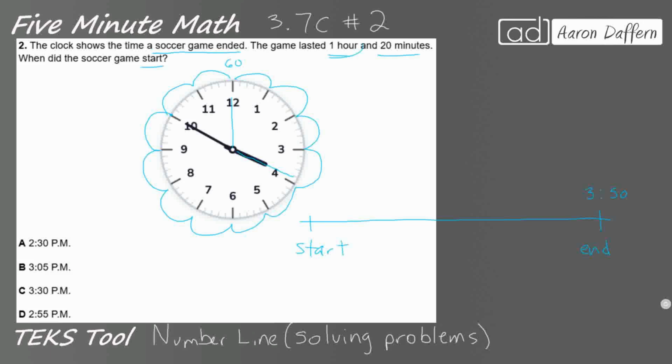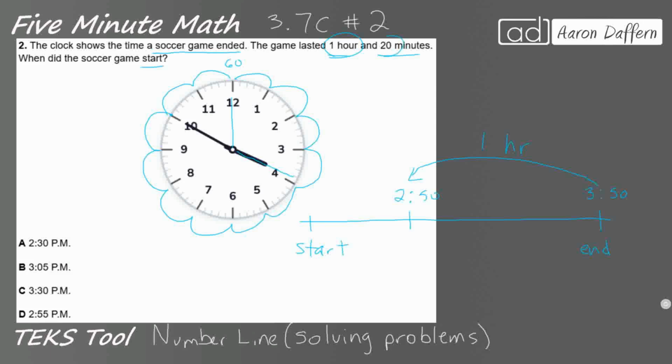So I've got 1 hour. All right, so what I want to do is I want to take my 3:50 and I want to go back 1 hour. And so I'm going to go back 1 hour, which means I'm not changing the minute hand. You want to change the minutes and the hours separately. So my minutes are going to stay at 50, and my 3 is going to go back to 2. All right, so my 3 goes back to 2.